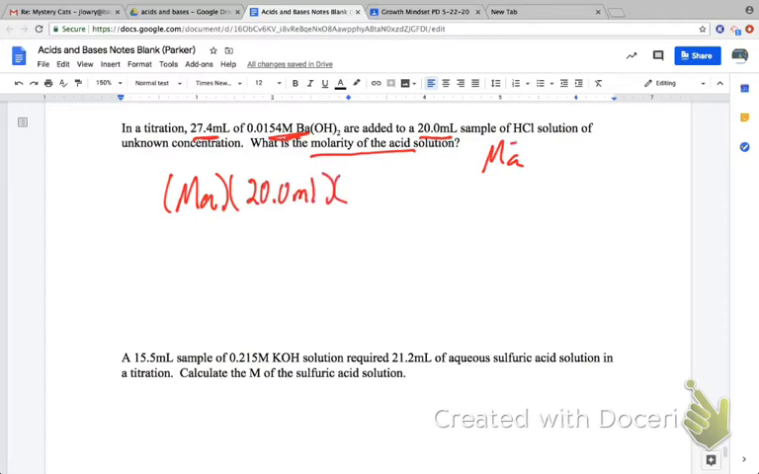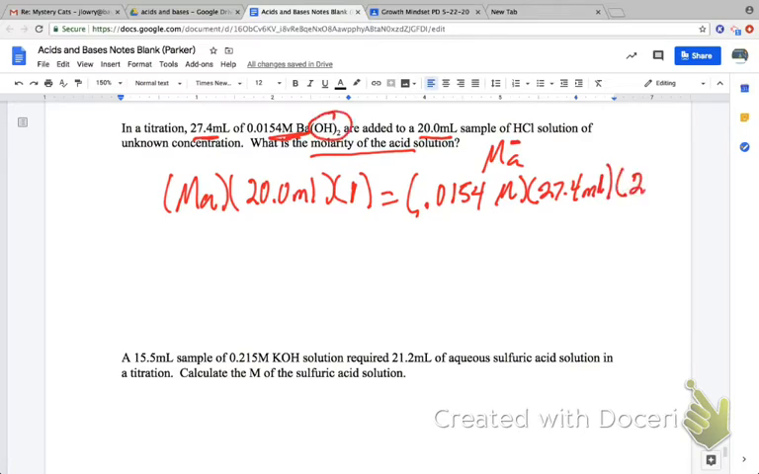My NA, I only had one hydrogen, so my NA would be equal to 1. And on my base side, my molarity is 0.0154 molar. My volume, 27.4 mLs. And then because I had two hydroxides, my NB is going to be equal to 2. Once again, I have 3 sig figs because 1 and 2 are considered counting numbers.